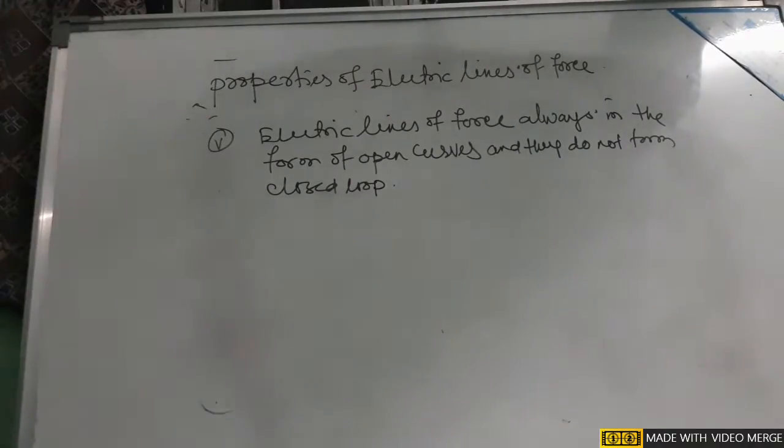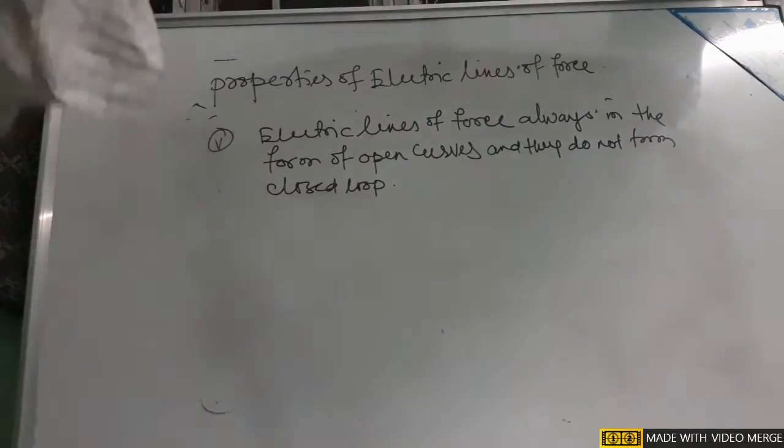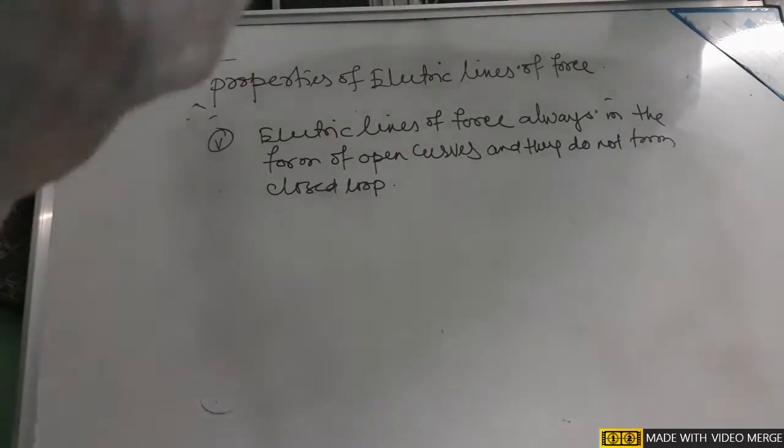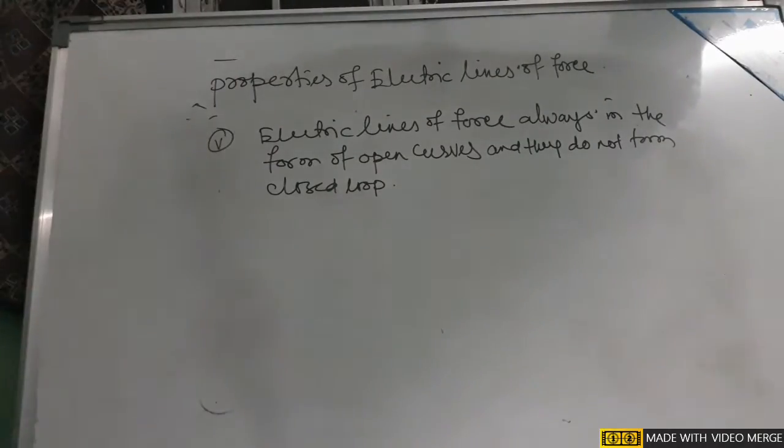whereas in case of the magnetic lines of force, when I will teach you the magnetic field, they always form closed loops. That is the difference between the electric lines of force and the magnetic lines of force. So what do we get? They will never form a closed loop. It is always open.